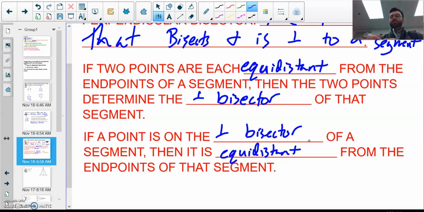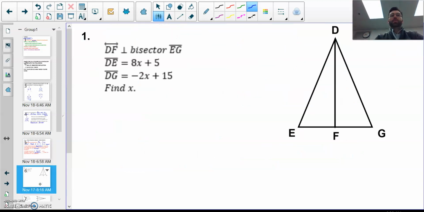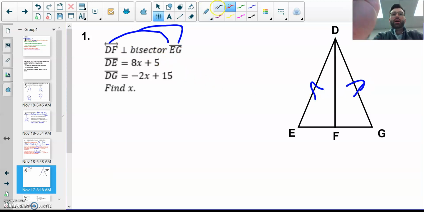All right, so what does this all mean? How are we going to use this? Great question. Okay, here we go. So I'm telling you that DF is a perpendicular bisector to EG. So that tells me that D to E and D to G are congruent, and F to E and F to G are also congruent. That's what the perpendicular bisector gives me. It also gives me some right angles.